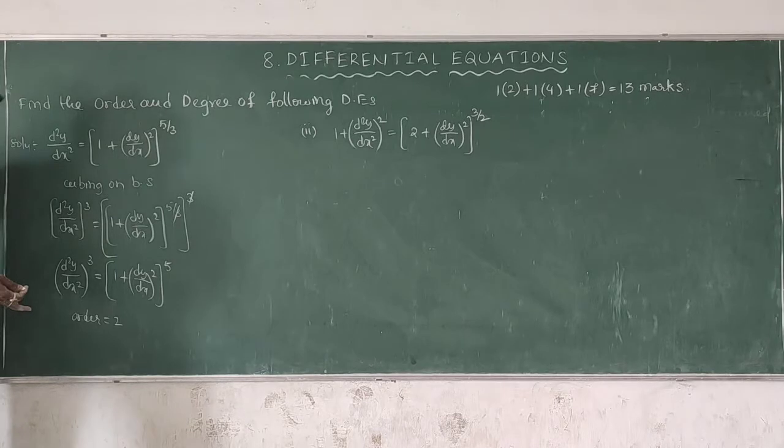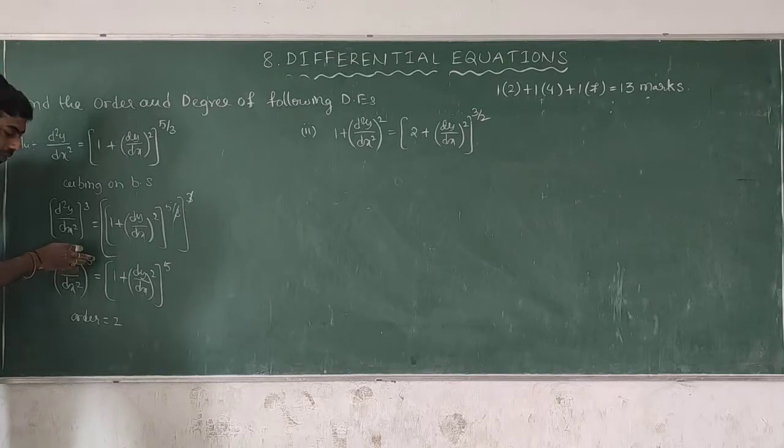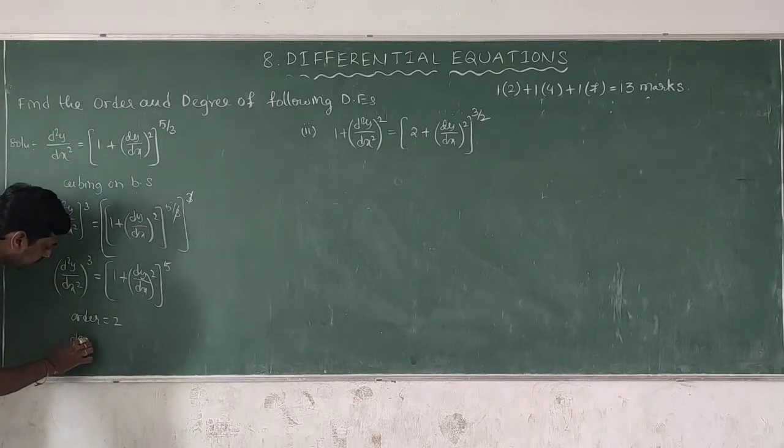Next, what is degree? The power of the maximum order derivative of the differential equation is called the degree. Here the maximum order is 2, and its power is 3, that's why the degree is 3. Clear? Any more doubt? Very good.